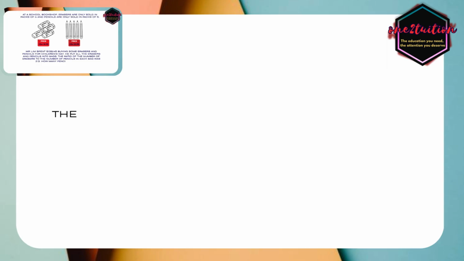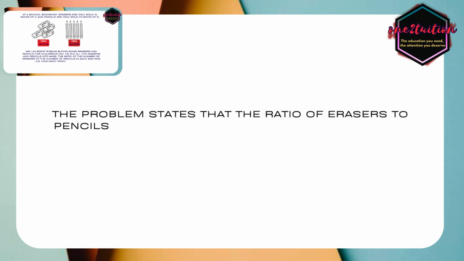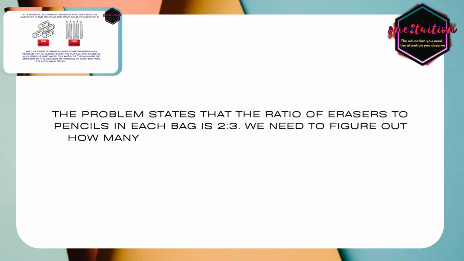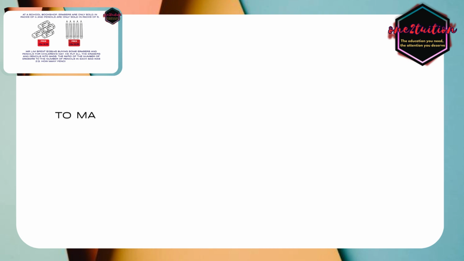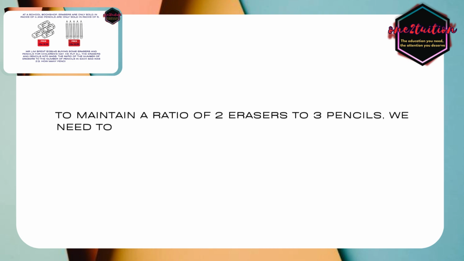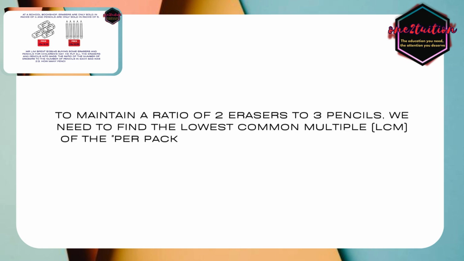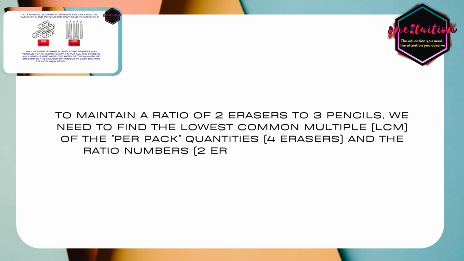Let's go and solve it. The problem states that the ratio of erasers to pencils in each bag is 2 to 3. We need to figure out how many packs of erasers and pencils are needed to form this ratio. To maintain a ratio of 2 erasers to 3 pencils, we need to find the lowest common multiple, LCM, of the per pack quantities, 4 erasers, and the ratio numbers, 2 erasers and 3 pencils.